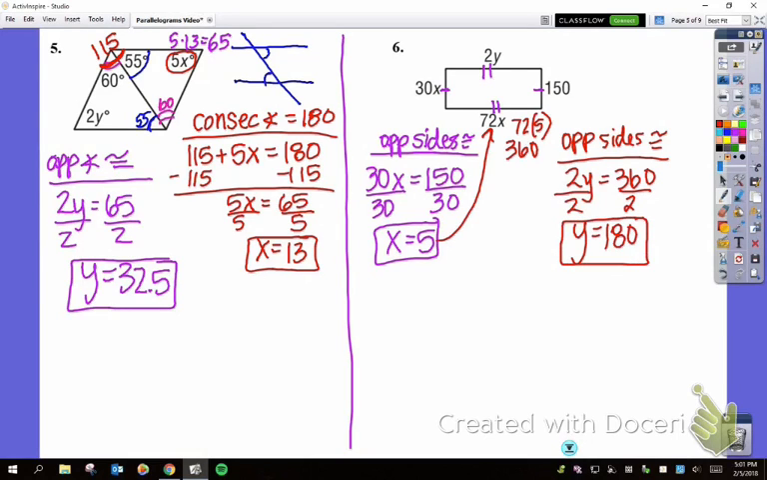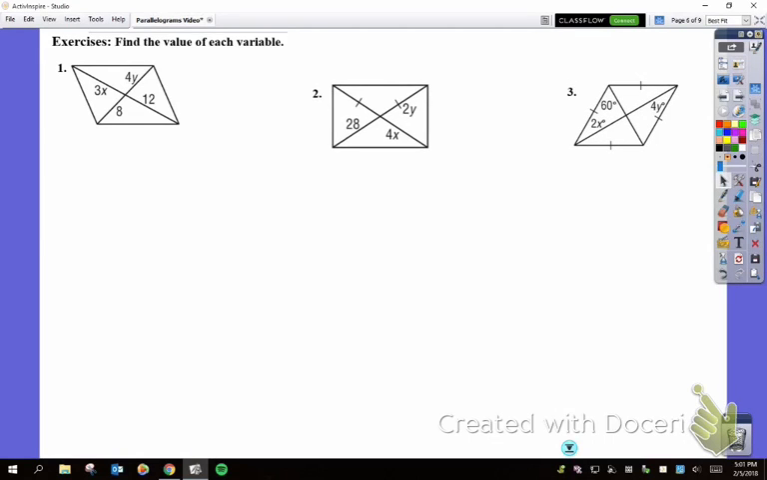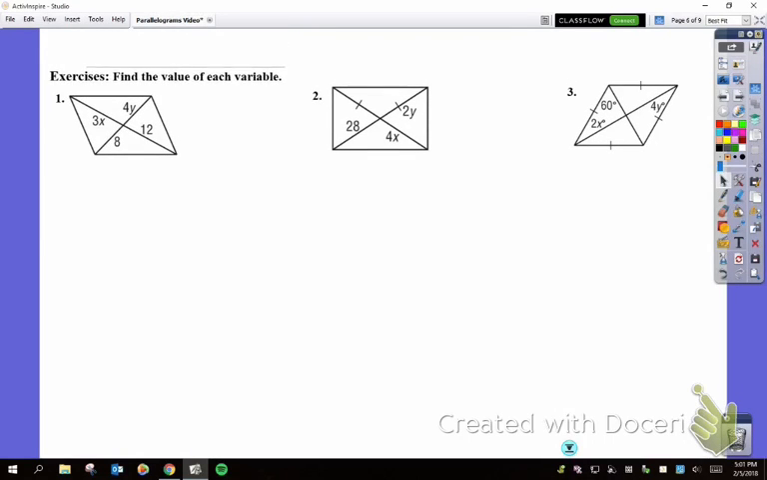Okay, so now we're going to flip to the back, do a couple more examples. On the back we get into diagonals. Now remember, our diagonals bisect each other. We're going to use some of our knowledge here to figure out how to solve these problems using our triangles. So for all of these exercises on the back, our diagonals are bisected. Our diagonals bisect.